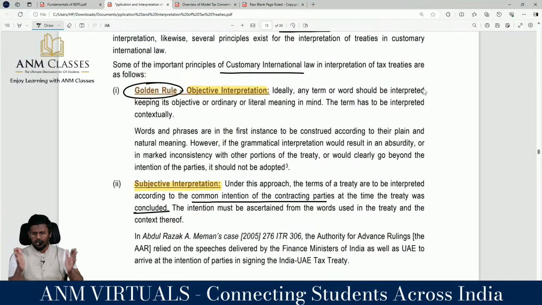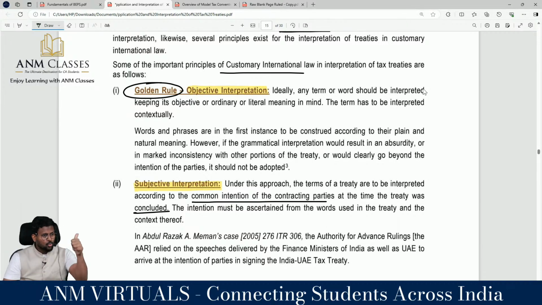So generally, my dear lovable students, nowadays we are following the Vienna Convention for interpretation, but before we used to follow the customary international law. So these are the famous customary international law available. Hello sir, this is not part and parcel of only India. These are the famous customary international law of the various countries also, right?